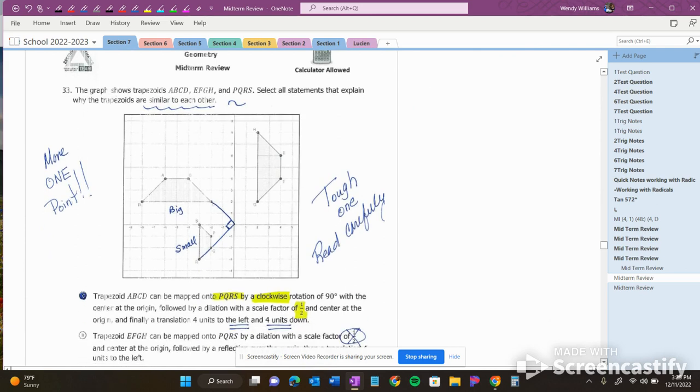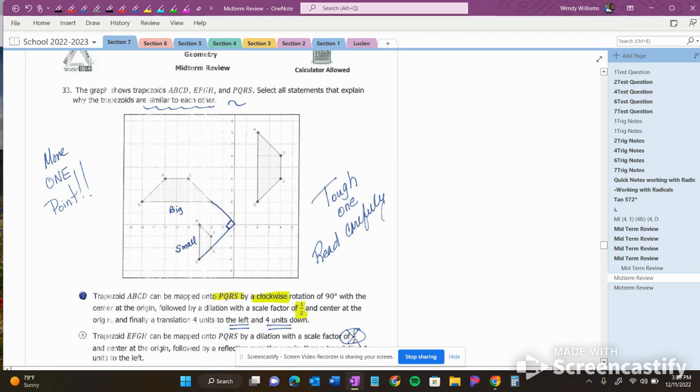Okay, here's another example. You have to read this one very carefully, especially on select all the statements that explain why the trapezoids are similar. Recall, congruent shapes can be similar, but not all similar shapes are congruent. This is the 2nd or 3rd time they've talked about this. It's going to be on the exam.